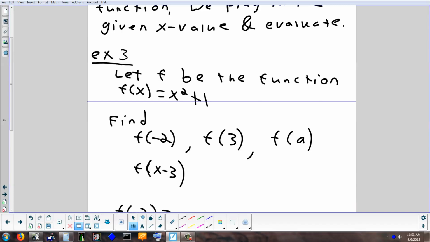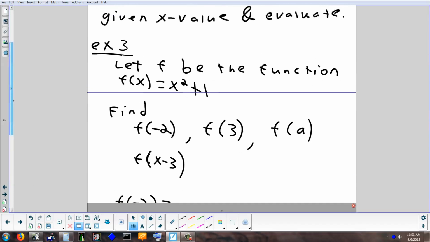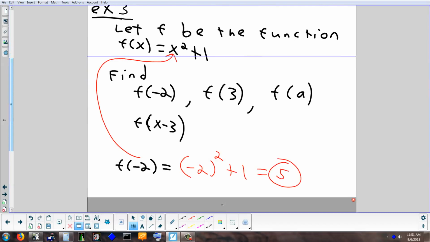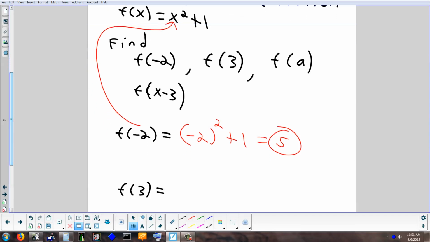All right, I'm not going to do all of these, so don't write them all down. Just write down the ones that I do. We'll do negative 2. So you take negative 2 and fill it in for x. If I do it out, what's negative 2 squared? 4 plus 1? 5. That's it. So with numbers, pretty easy. Let's do f of a.